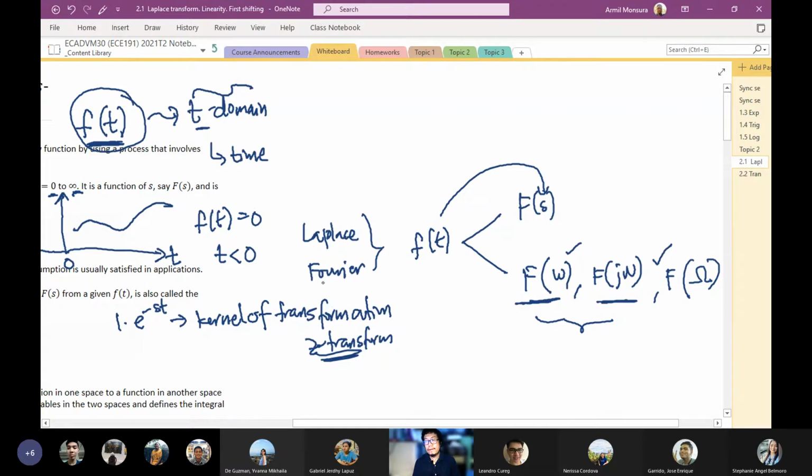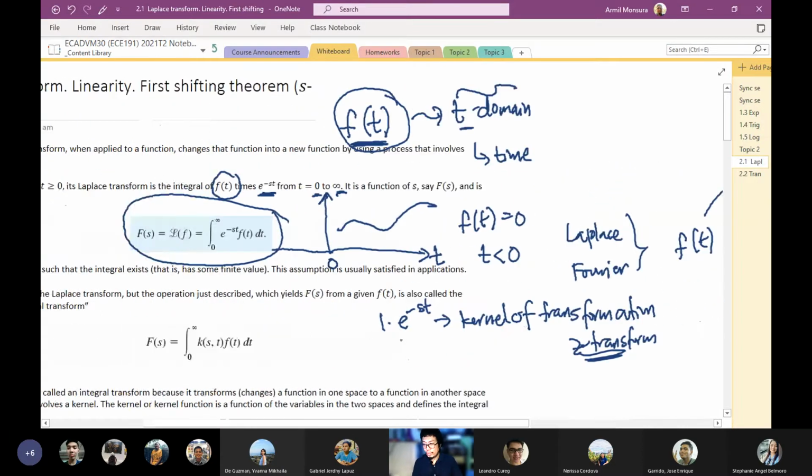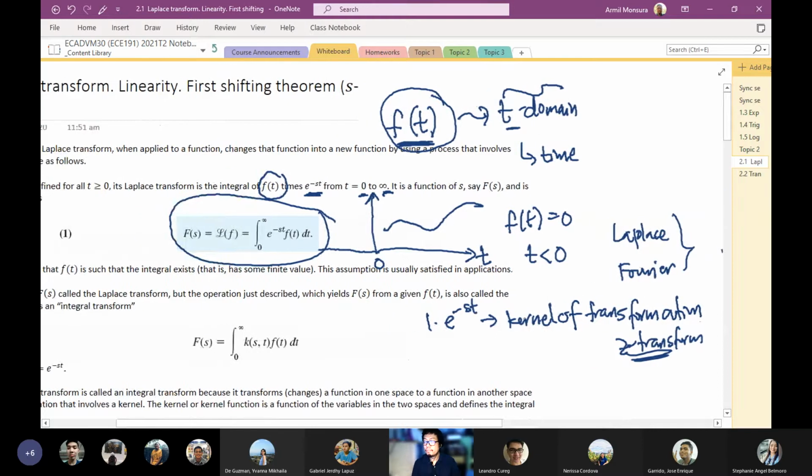Okay. And so as I say, e raised to negative st is not alone in being of its kind. Okay. There are many. Yung iba hindi naman natin na concern. So ayun. Pero we call this factor as the kernel of transformation. Okay. Number 2.